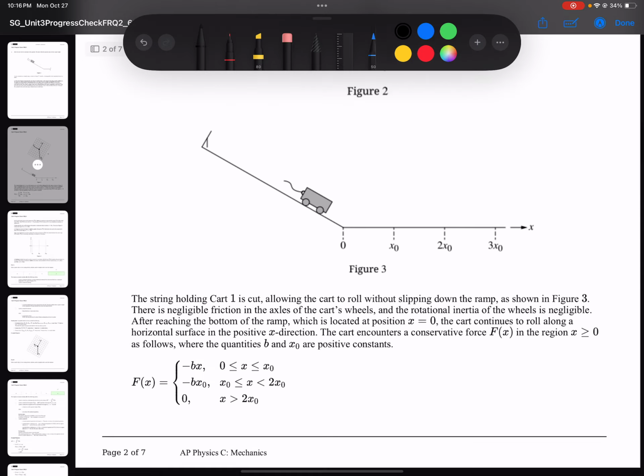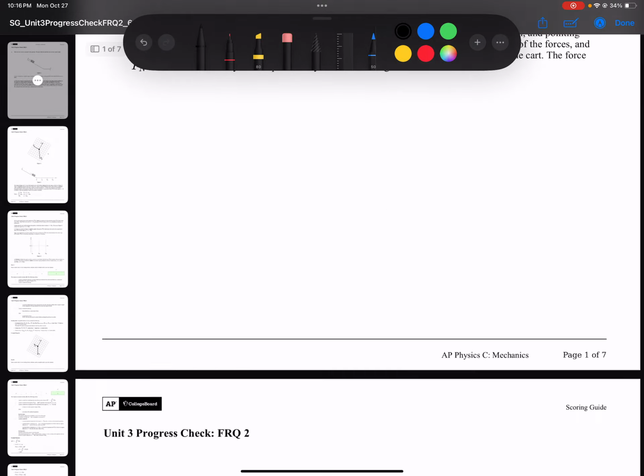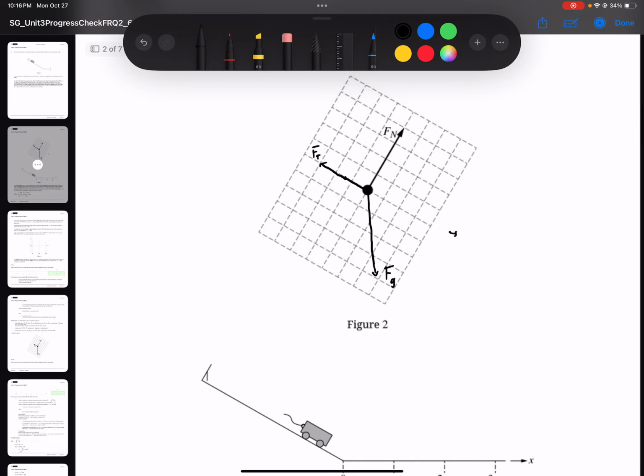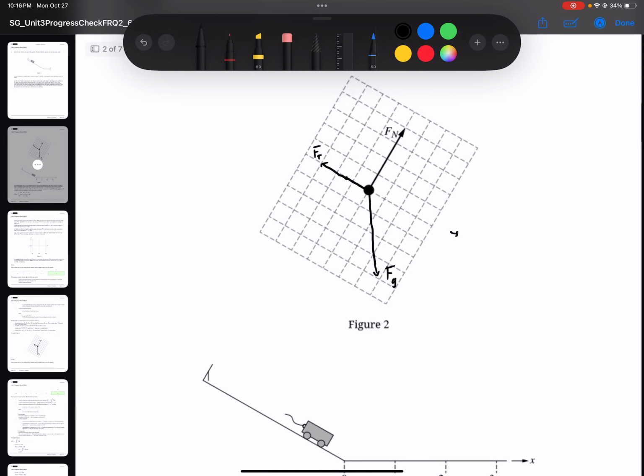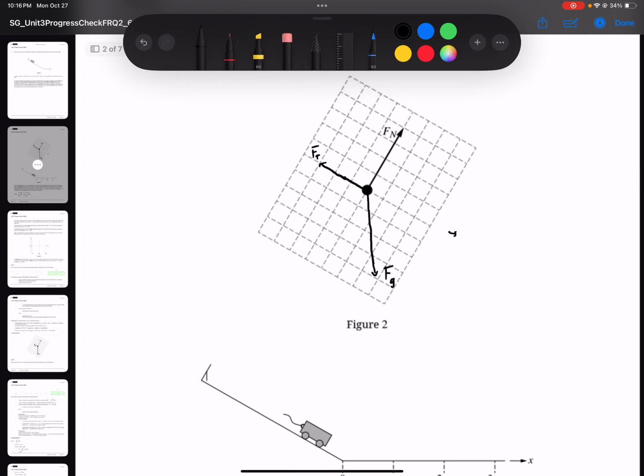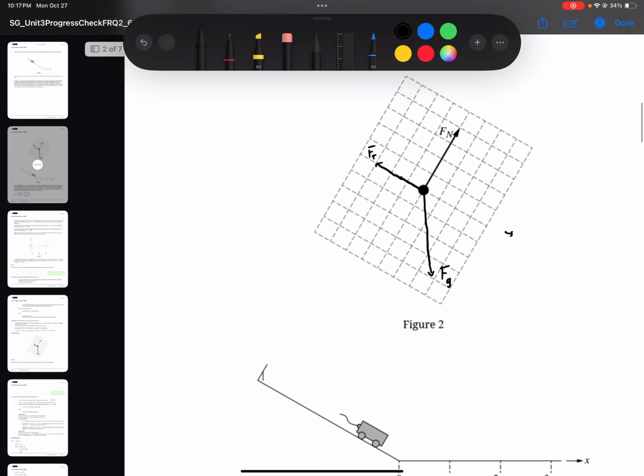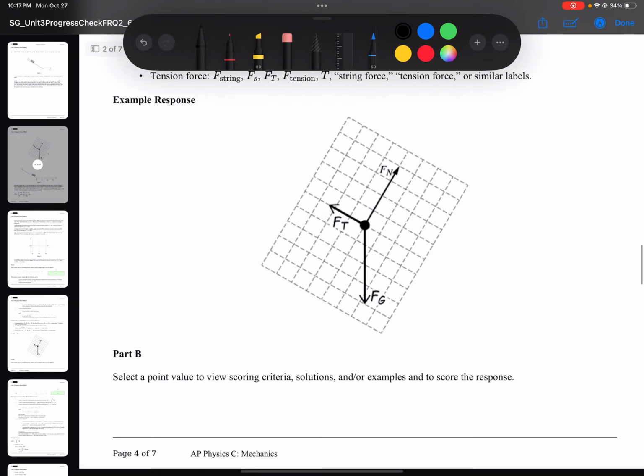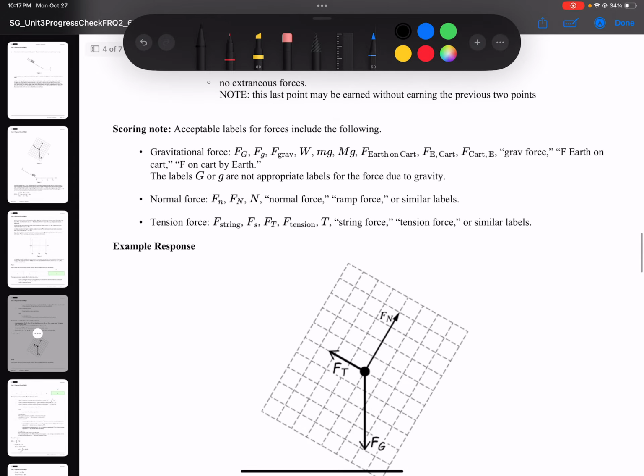Actually, did I draw this crooked? I guess I did draw it a little crooked. Well, I mean, actually, did it even score points for this?